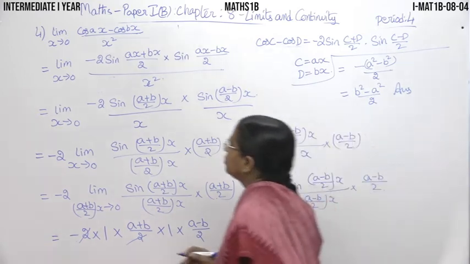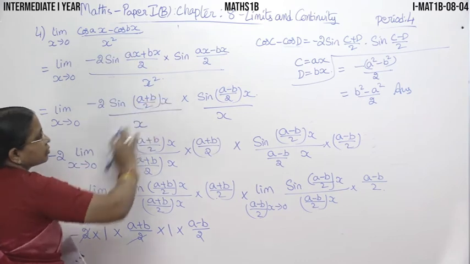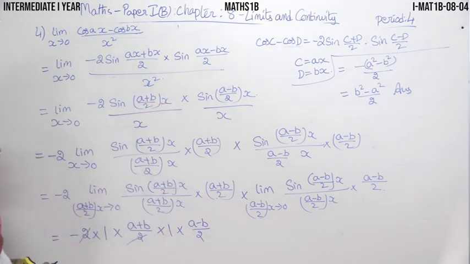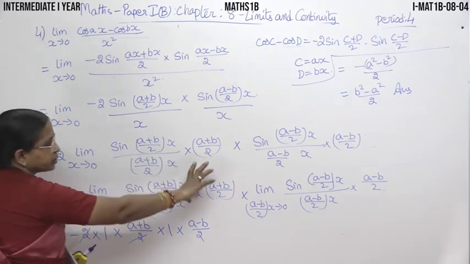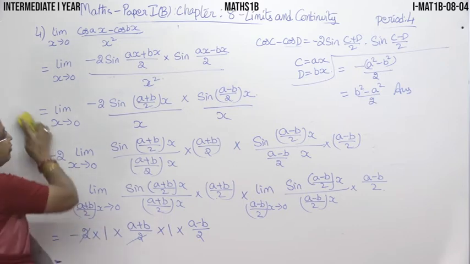So like this we do. It is just the trigonometry formula, cos C minus cos D formula, but you must reduce it to the standard form like this. Multiply and divide by A plus B by 2. Here the expressions look lengthy, but it is easy to write the factors.